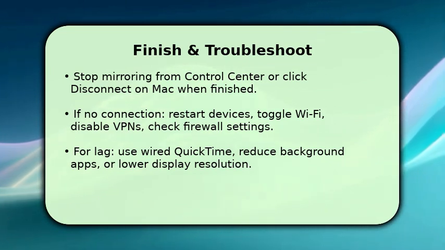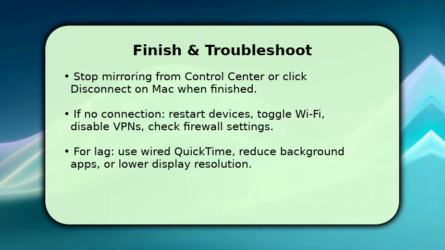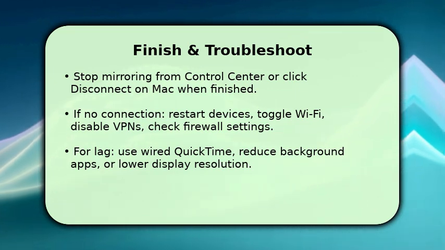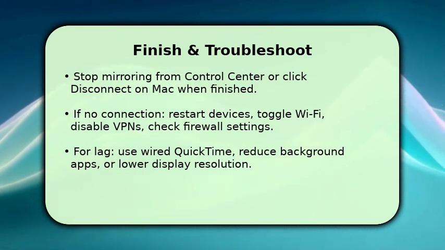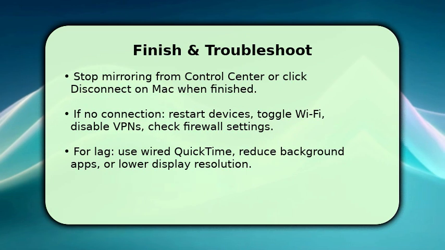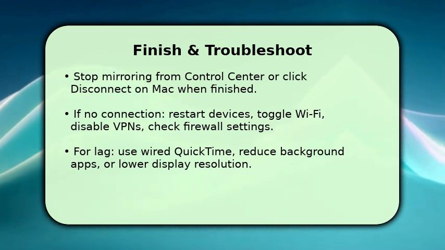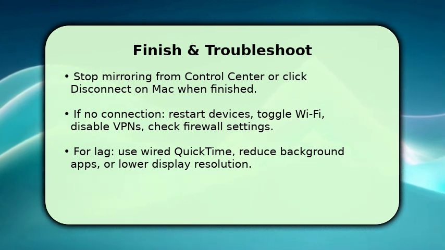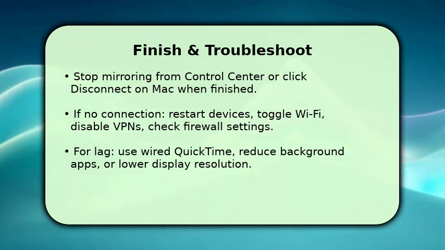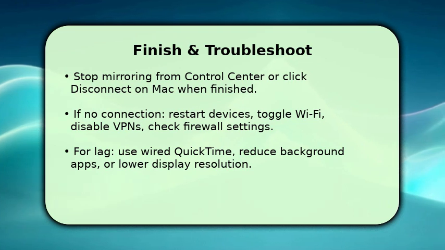If mirroring fails, restart both devices, toggle Wi-Fi, disable any VPNs, and temporarily turn off firewall rules that block AirPlay. Those fixes resolve most connection issues. For choppy video, switch to a wired QuickTime setup, close background apps, or lower the Mac display resolution to reduce bandwidth. If problems persist, reboot and retry the AirPlay pairing process.